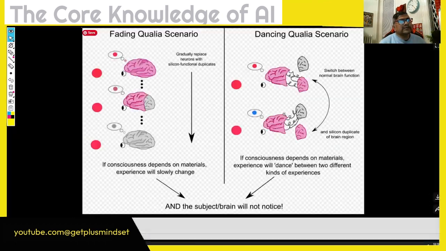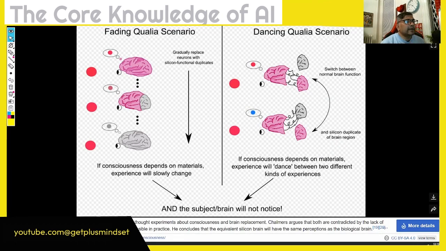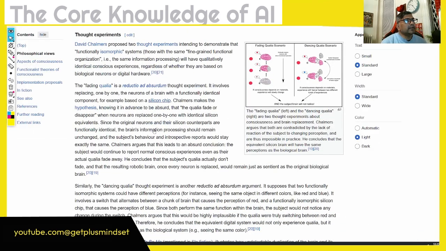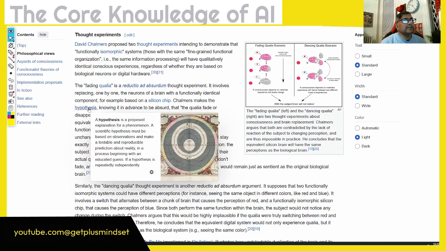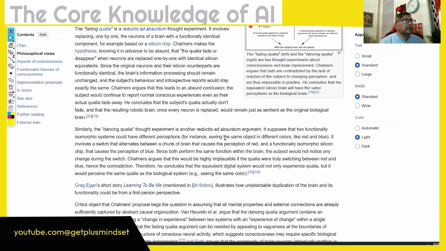Now let us try to understand this diagram. It's a human brain looking at something. If consciousness depends on materials, experience will slowly change, and then the dancing qualia scenario. So we switch between normal brain function and the silicon duplicate of the brain. There are, I think, some examples that explain some hypotheses and then try to solve them with an explanation.